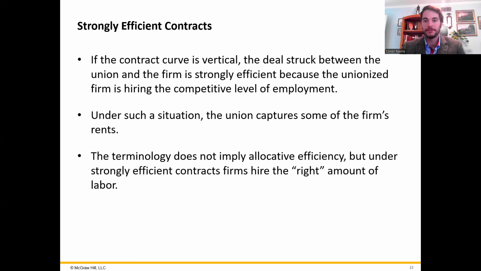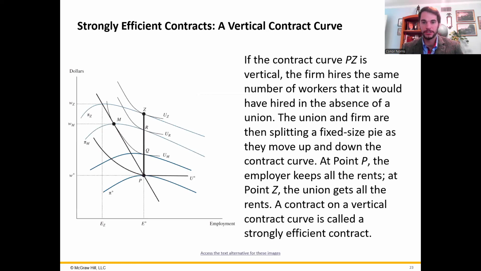Now, because the efficient contract line was upward sloping, that means that as firms move from point P all the way out to point Z along that curve, they would also increase the level of employment. But that's not always the case. In some extreme examples, the efficient contract line is vertical. That means that for each wage level, the firm is going to hire the same amount of workers. And we call that a strongly efficient contract.